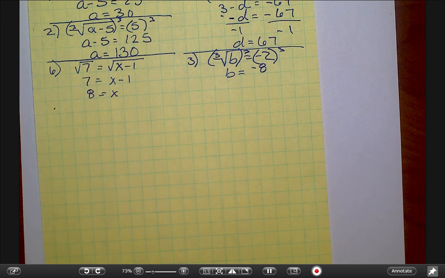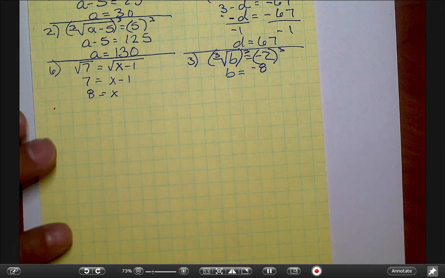Mister, for the previous one, don't we get plus or minus? Nope. I'll show you. When you take a square and you square root both sides, you get plus or minus.